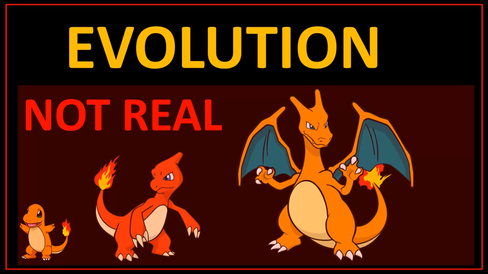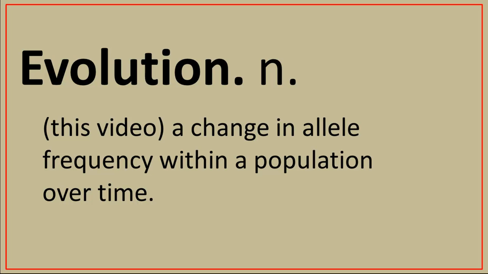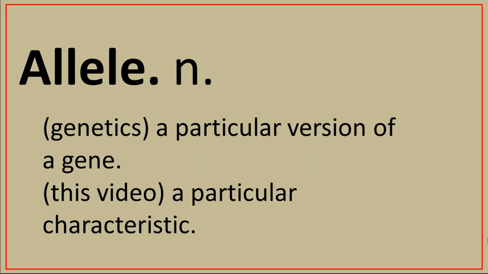I think there's a lot of misunderstanding and misconception around evolution by natural selection, and hopefully this video can help to alleviate that. First, we need to define what we're talking about. In the context of this video, we're going to say evolution is a change in allele frequency over time. Technically, an allele is defined as a particular version of a gene, but for the purpose of this video, it's just a particular characteristic that an organism may have. The frequency of an allele is just how many of the organisms in a population have that allele.